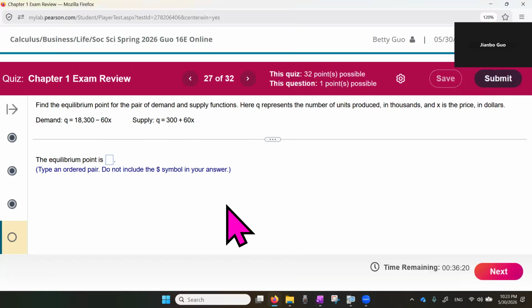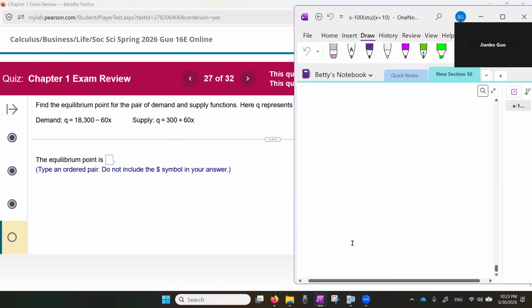Now, next, question number 27. Demand function, supply function, the equilibrium point. Just make the two functions equal to each other, okay? Yes, when the demand equals supply, make the two functions equal to each other. I believe you know how to solve the equation.